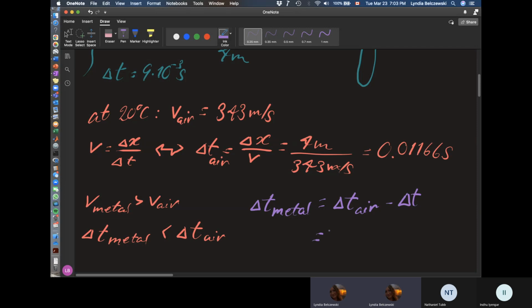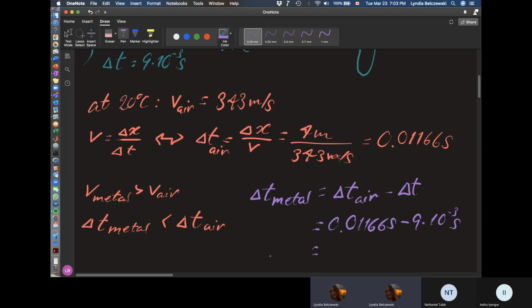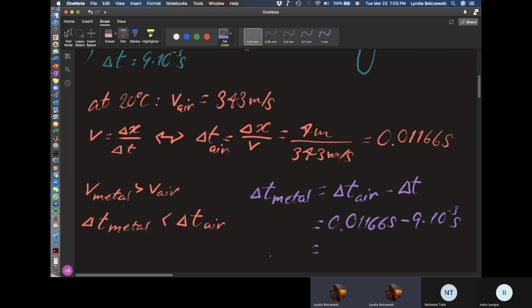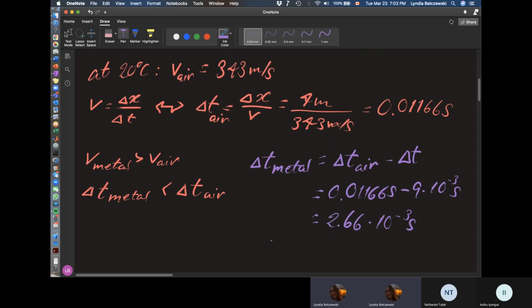And so we can just plug in the amount of time that we found that it took to go through the air, minus the time delay between the two mediums. And that says that the amount of time that it took the sound to go through the metal was, I'm getting about 2.66 or so times 10 to the minus 3 seconds. So that's how long it took for the sound wave to go through the metal.